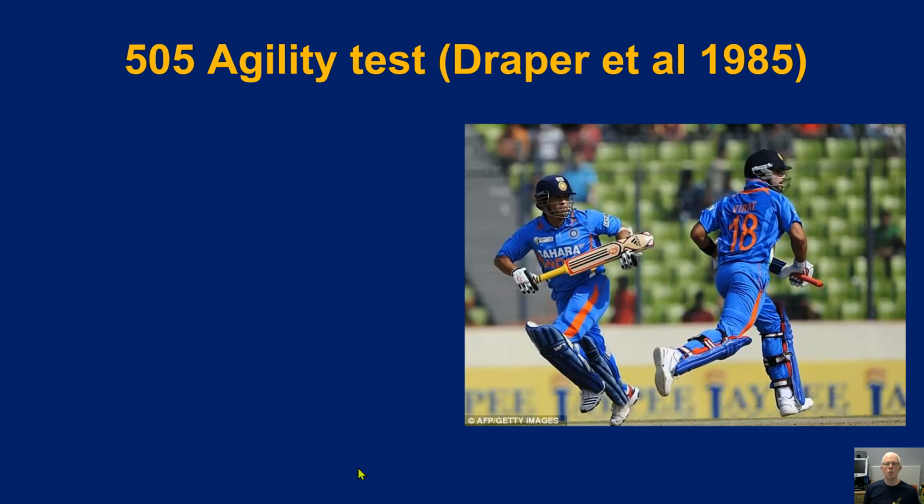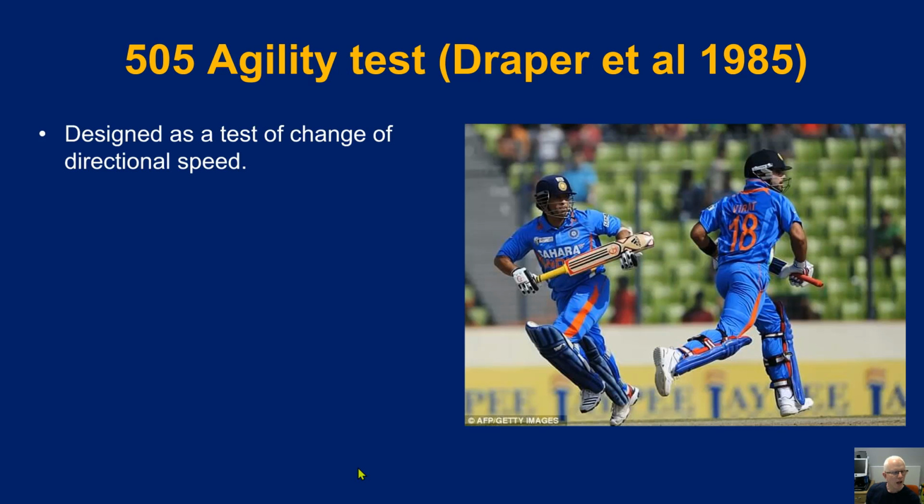So let's look at an alternate one, which is from the 1980s. This is Draper and colleagues, originally proposed to be used in cricket. It's the 505 agility, or the 505 change of directional test. Draper referred to it as the 505 agility test, but it is a change of directional test. And again, a change of directional speed.